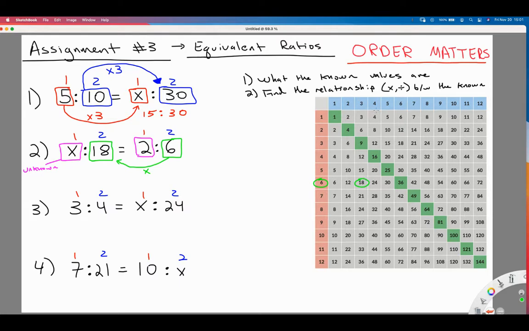And if we take a look at our multiplication chart, go all the way up to the top, we'd find out that we multiply 6 by 3 to get to 18. So that would be our relationship here in problem number 2. Our third step is we have to apply that same relationship. So that would be multiplying by 3 to the unknowns.